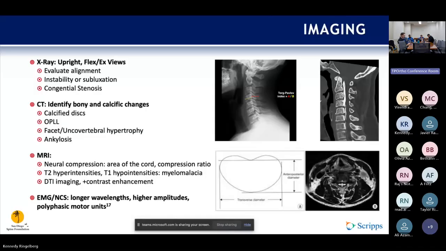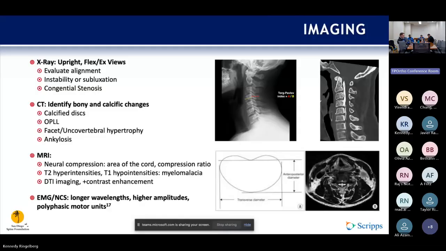Imaging workup includes relatively standard X-ray and MRI. These both provide anatomic details regarding alignment, instability on flexion and extension views, and then areas of neural compression, most importantly. Some measurements have been described that would be consistent with spinal cord compression, including transverse area of the cord less than 40 millimeters squared, and then a compression ratio, which is described as basically the AP diameter at the site of maximal compression divided by the transverse diameter of the cord at the maximal site of compression. And a ratio of less than 0.4 is considered a poor prognostic indicator.